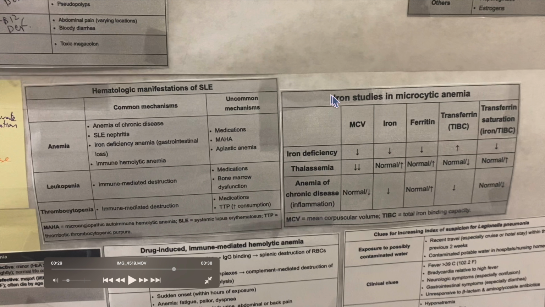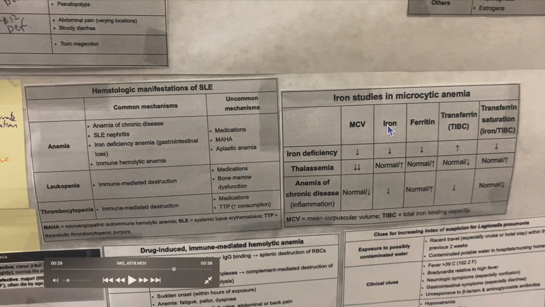Okay. Iron studies in microcytic anemia: TAIL, thalassemia. A was for anemia of chronic disease. I was for iron deficiency anemia. L was for lead poisoning, right? So it's just telling you what the findings are. In iron deficiency anemia, MCV, all of these are going to be decreased except for anemia of chronic disease, because it depends on if it's early or late. I believe the late one is where it's going to be decreased, and if it's early, then it's going to be normal.